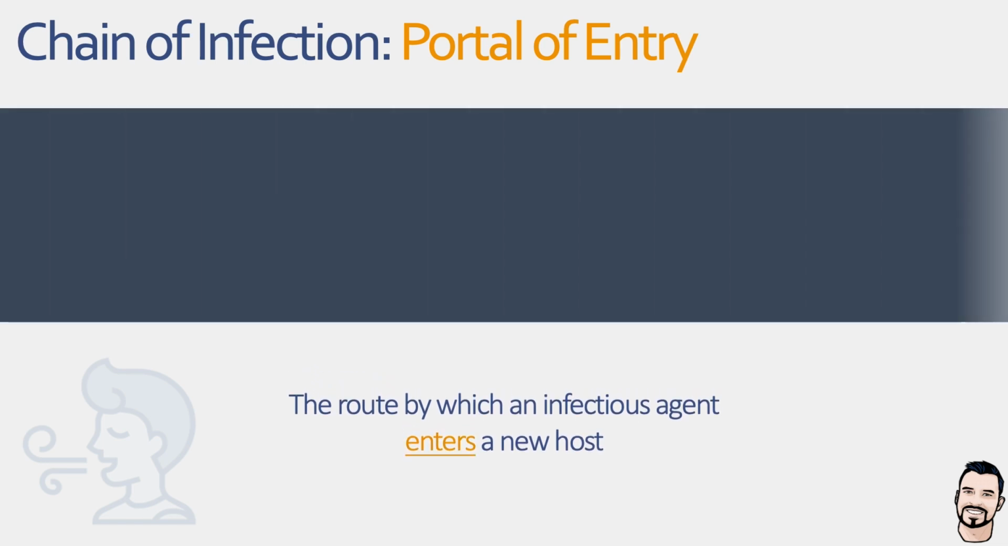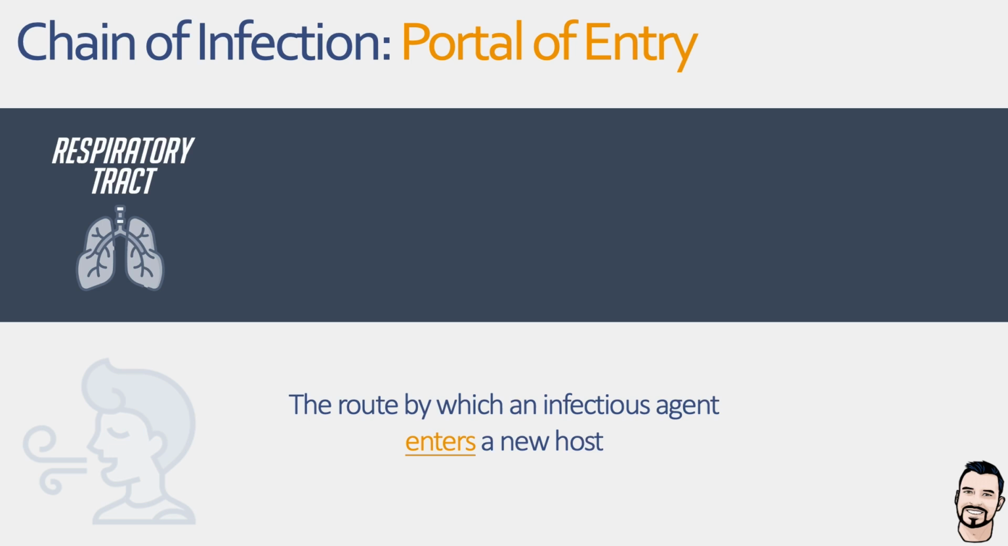Now, one of the most common portals of entry is the respiratory tract, including the mouth, nose, and lungs, and infection can occur following the inhalation of aerosolized droplets or airborne particles. Now, pathogens that commonly enter this way include things like the rhinoviruses, influenza virus, SARS coronavirus 2, and bacteria such as Mycobacterium tuberculosis.